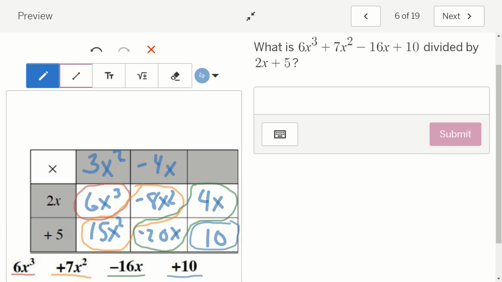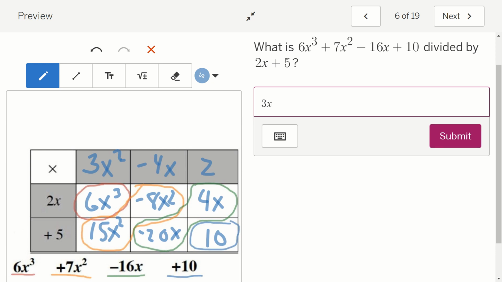All right, so 2x times what would give me 4x? That would be 2, and then we could check it. 2 times 5 is 10. Now, I do want you to be careful about filling in the 2 at the beginning. You might look at that and say, oh, I know 5 times 2 will give me the 10. That will only work if it divides evenly. So here's my answer. Remember what we're looking for was the other side. So it would be 3x squared minus 4x plus 2.